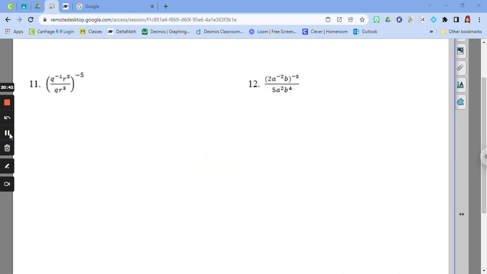Oh, the whole fraction is negative. So first thing I'm going to do is I'm going to make that negative 5 a positive 5. And to do that, I just flip the entire fraction. So leave everything the way it is. Q r to the third is now on the top. Q to the negative 1. R to the third. But the exponent outside is now a positive 5.